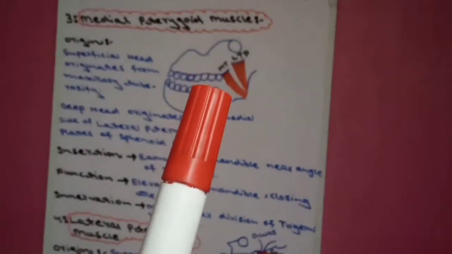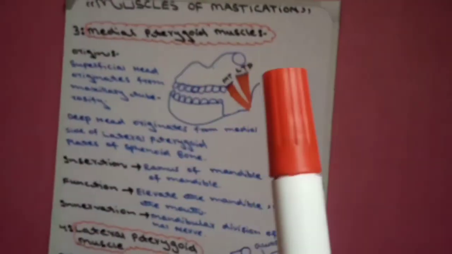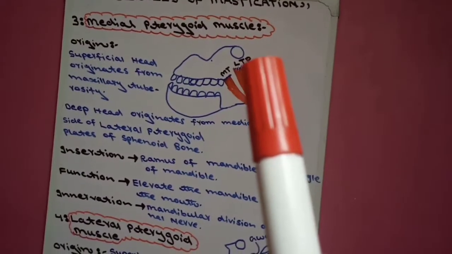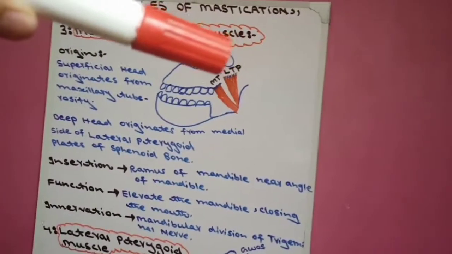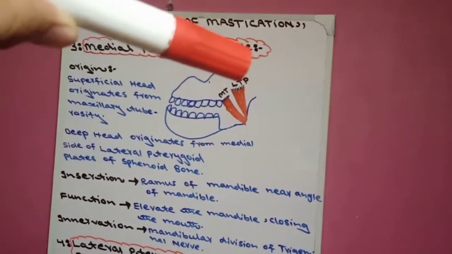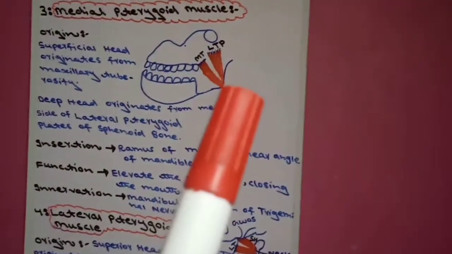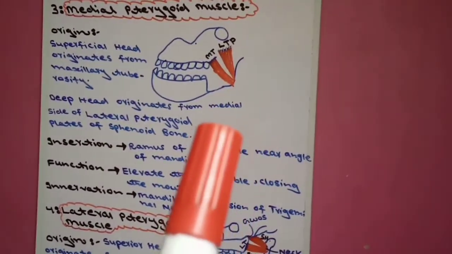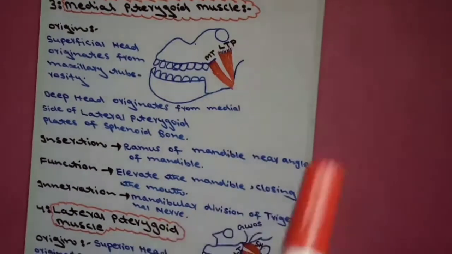The superficial head of the medial pterygoid muscle originates from the maxillary tuberosity, and the deep head originates from the medial side of the lateral pterygoid plate of sphenoid bone. This is the lateral pterygoid plate of sphenoid bone. From its medial side, the deep head of the medial pterygoid originates, and both superficial and deep heads insert on the ramus of the mandible near the angle of the mandible, from the inner side.